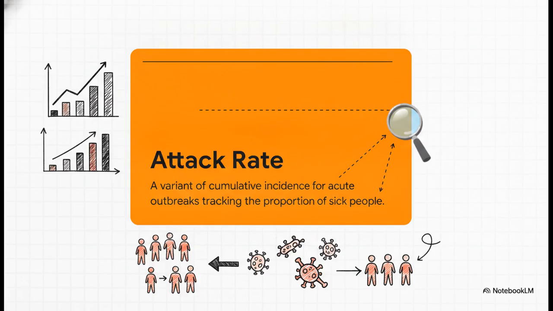Now, despite its highly aggressive-sounding name, this isn't mathematically a true physical rate because time isn't explicitly factored into the bottom of the fraction. Instead, it's a specific variant of cumulative incidence used for acute, compressed events. It simply calculates the percentage or proportion of people exposed to a specific source who actually end up getting sick.